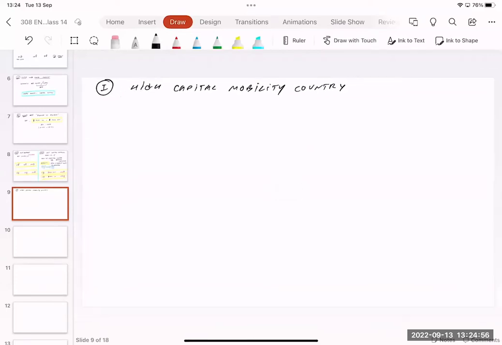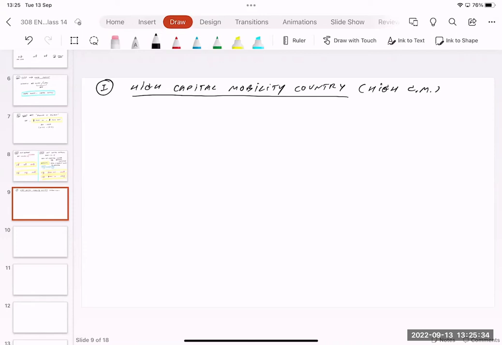Okay, high capital mobility country. From now on, I'm going to write it down as high CM. CM comes from capital mobility. A high capital mobility country means that the money, the capital, can move in and can move out easily, right? Easily, without restriction. So the capital can move in very high and move out very high, because the country is very open.